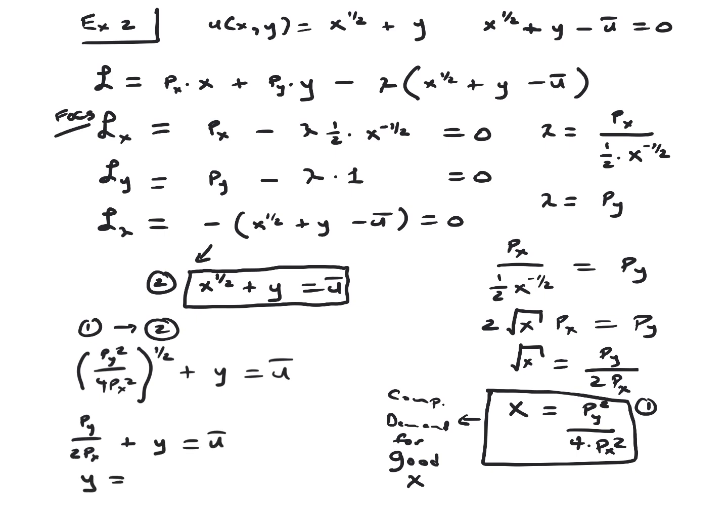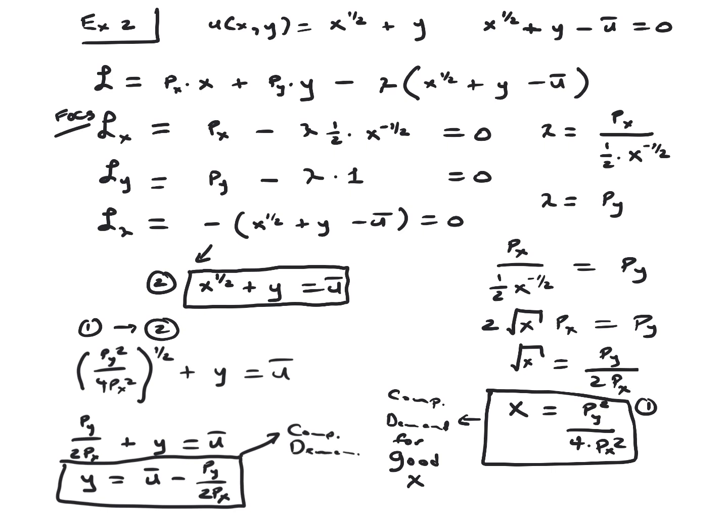And now as my final step, I'll isolate y on the left-hand side, and I'll have this. And so what I've got in the box is my second compensated demand. This is my compensated demand for good y. And now we've got the compensated demand for both x and for good y for this quasi-linear utility function u equal to x to the 1/2 plus y.